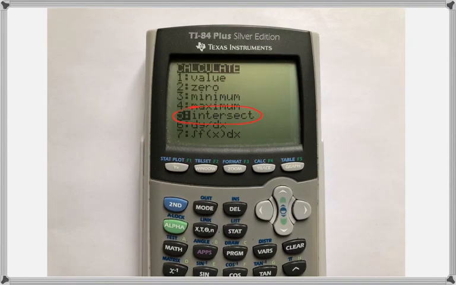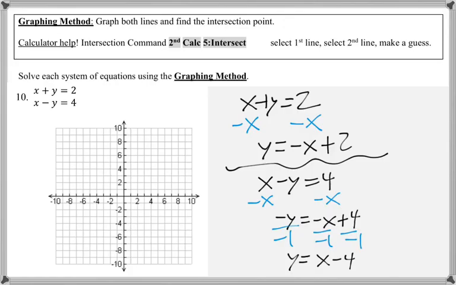So let's graph this on the grid. (3, -1), and my other lines crossed at 2 and -4. So my graph looks something like this. And again, my final answer is the intersection point, which was 3, -1.